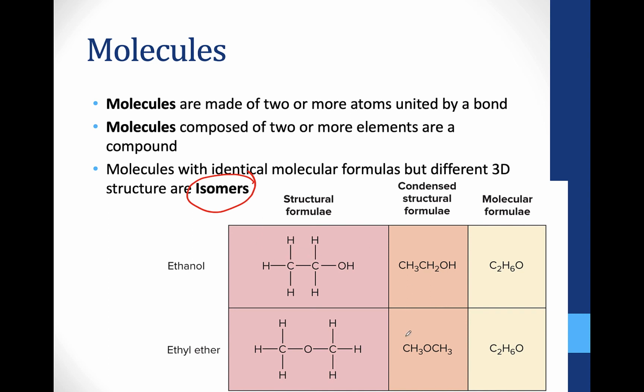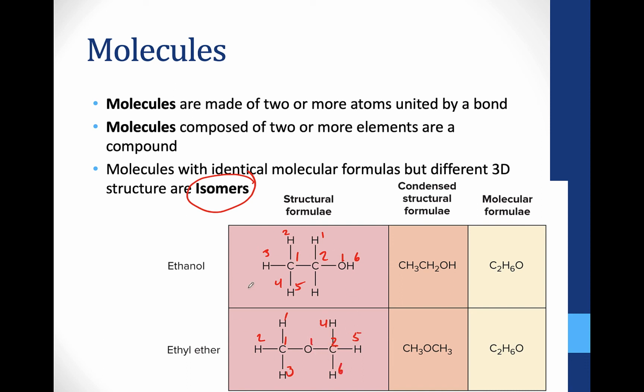They both have the same chemical formula. Here's my chemical formula, C2H6O. So if we go to the structure and we count them, right, we have 1, 2 carbons, 1, 2, 3, 4, 5, 6 hydrogens, and 1 oxygen. This molecule has the same numbers, 1, 2 carbons, 1, 2, 3, 4, 5, 6 hydrogens, and 1 oxygen.